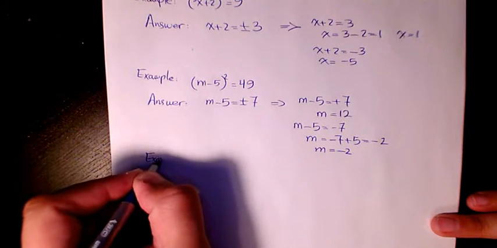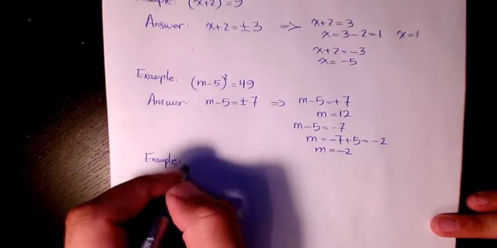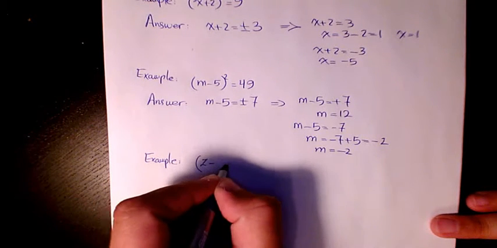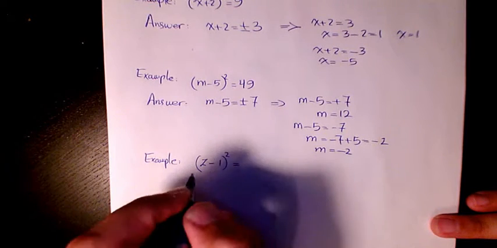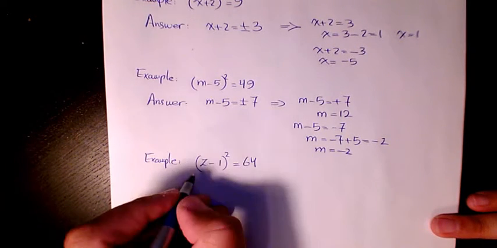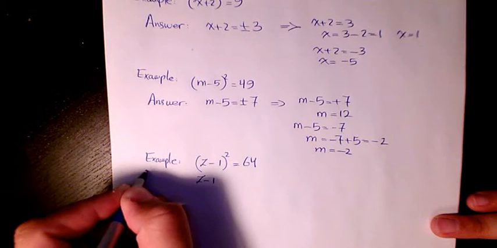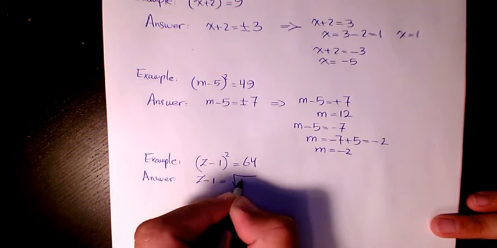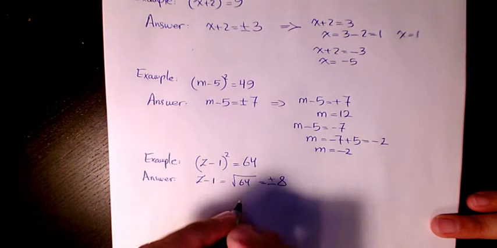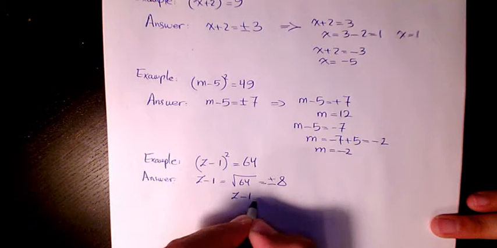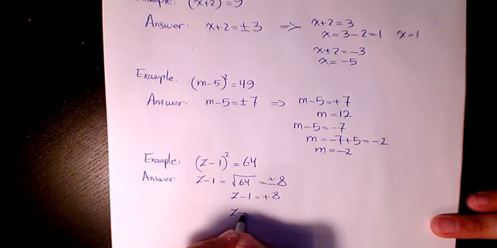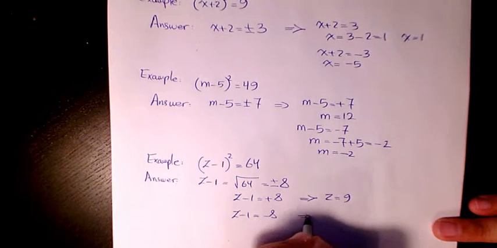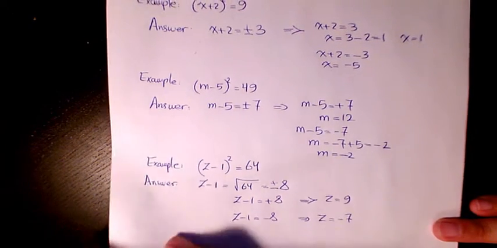Next example is (z minus 1) to the power of 2 equals 64. So z minus 1, answer. z minus 1 is the square root of 64, which is plus minus 8. So z minus 1 is plus 8, or z minus 1 is negative 8. Therefore, z is 9 or z is negative 7.